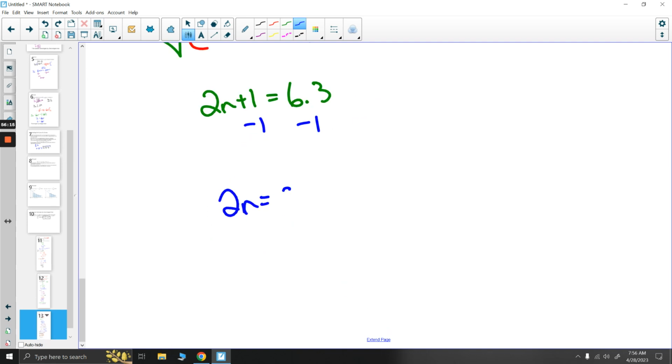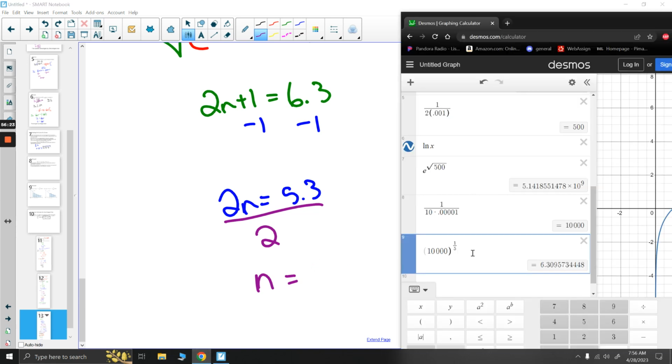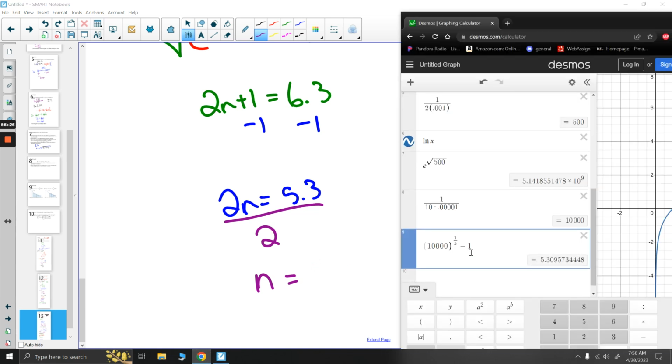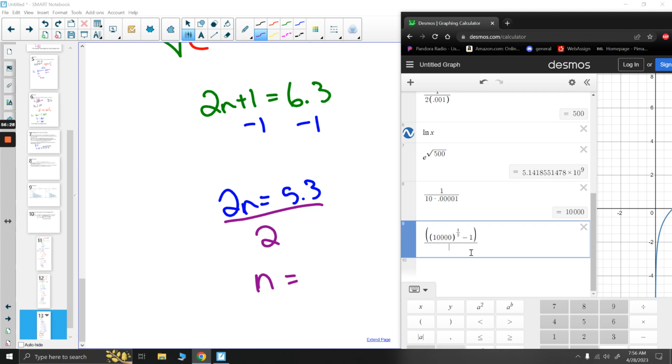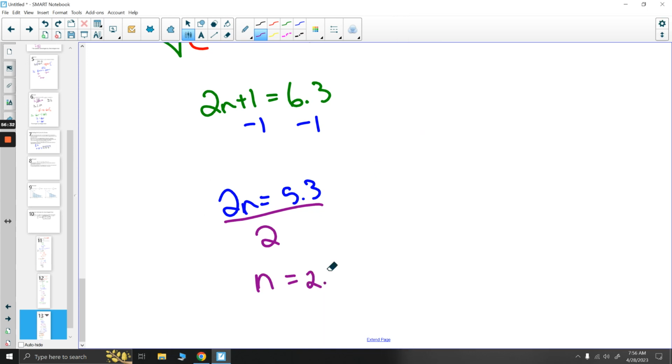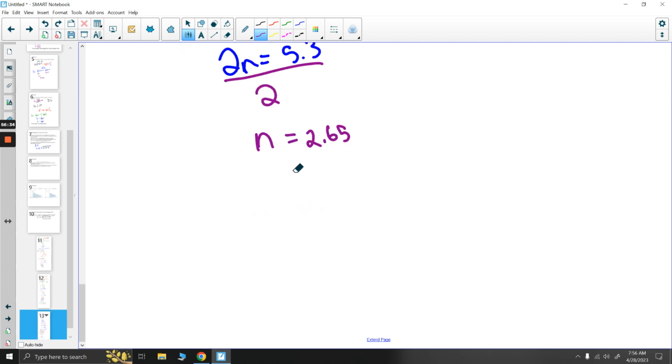2n is equal to 5.3. Divide by 2. So I'm going to subtract 1, and I'm going to divide by 2. And we get n needs to be 2.65. So that means, honestly, our n only has to be 3 to be that accurate. 2 won't cut it, but 3 will. So we could take our third partial sum, and it would be sufficient.